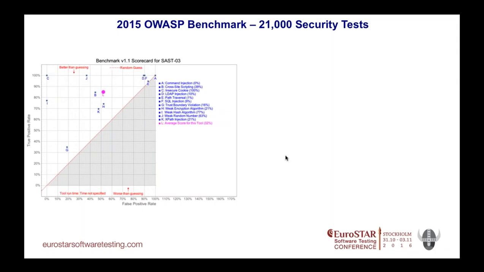but it's rubbish. And then on the other end, the top right-hand side of the graph, you could create a tool that says, well, actually, everything is vulnerable. So you have like 100% true positive rate, but you also have 100% false positive rate. So that's not useful information. You might as well just hand all the code to a developer and say, go back through it and take the vulnerabilities out, and I can't tell you where they are or which ones they are.